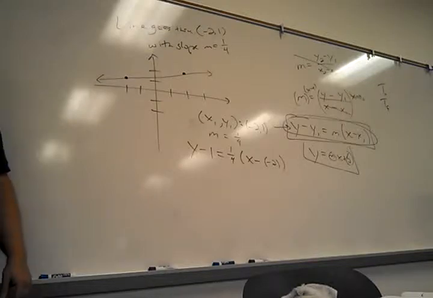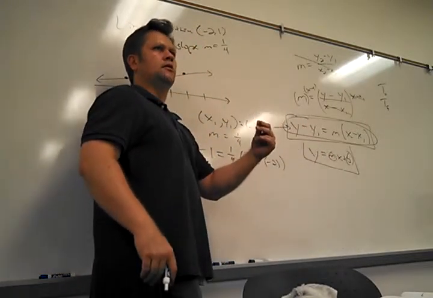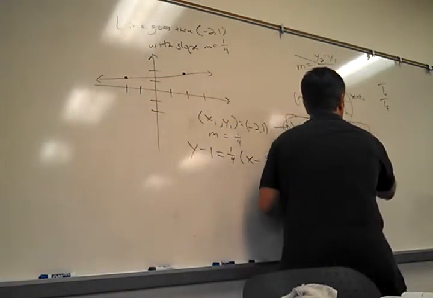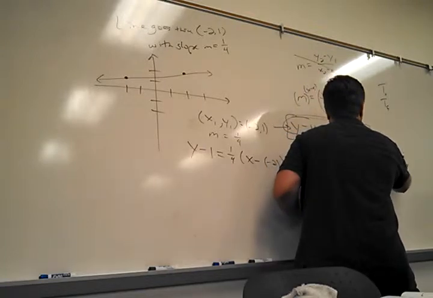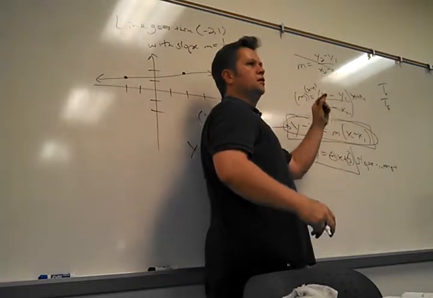So real quick, who remembers what the name of this one is? Slope intercept, because it's got a slope and the intercept. So what do you think they call this one, the one that's got the slope and a point?